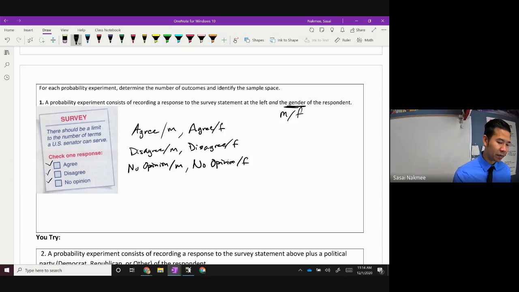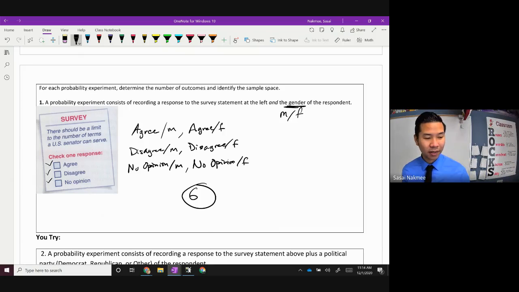And they could be female. How many possible outcomes are there for this sample space? What do you guys count? Agree male, disagree male, no opinion male. Agree female, disagree female, no opinion female. I say this is the sample space, and there's a total of 6 in this one.